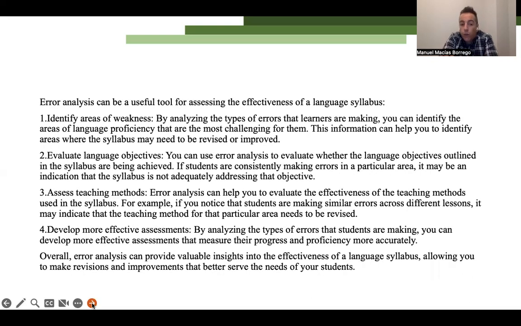It's also a very useful tool for assessing my classes as a syllabus because it helps me to identify the areas of weakness, to evaluate, reevaluate, and constantly evaluate the language objectives. It helps me to assess my teaching methods because it helps me to develop more effective assessments. So overall, I think error analysis helps provide valuable insight into the effectiveness of a language syllabus.